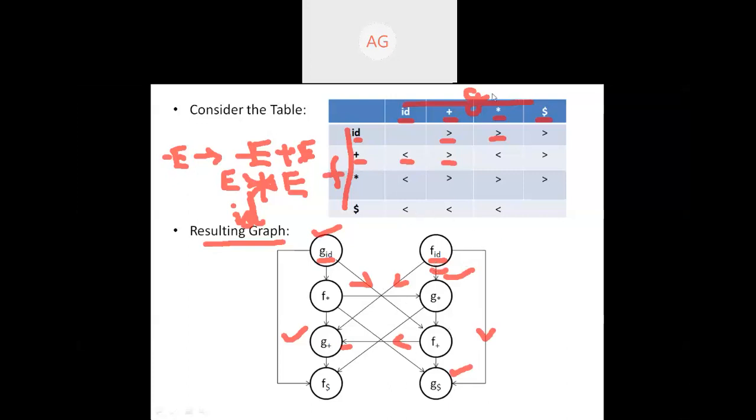So, do all of you understand how this graph has been made from the function table, from the operator precedence parsing table? And from this graph, we need to construct the function table as well. Okay, are the other students also understanding it or not? Just write in the chat box. Only 4 students are writing yes.